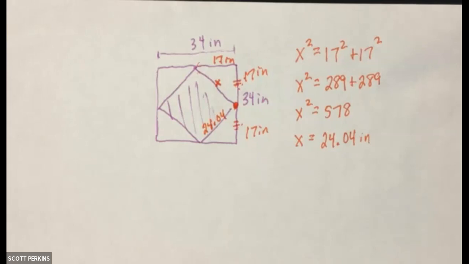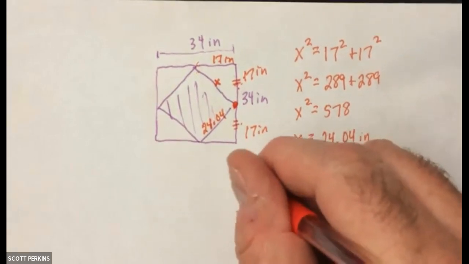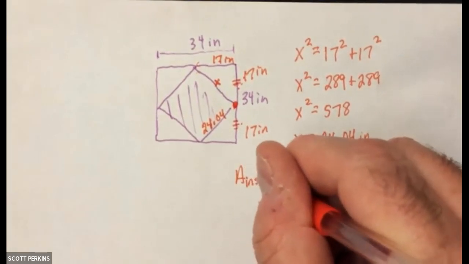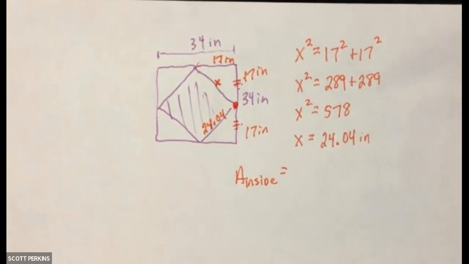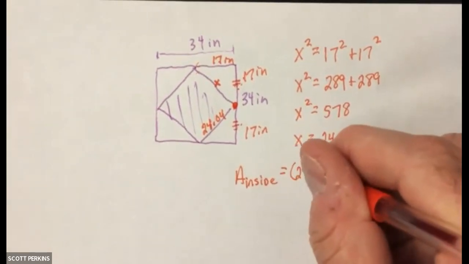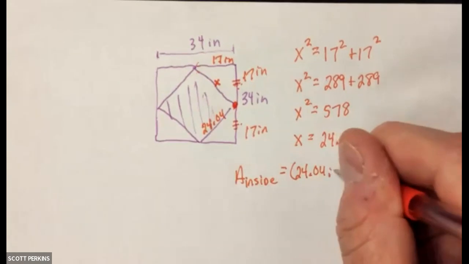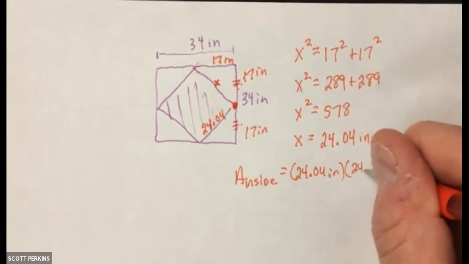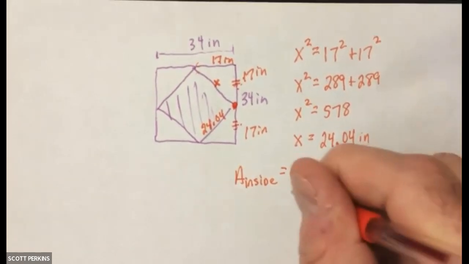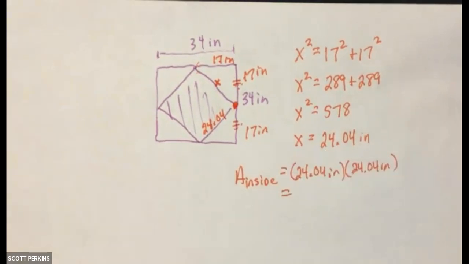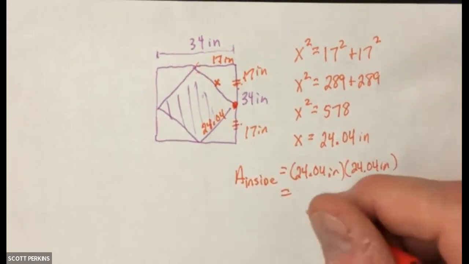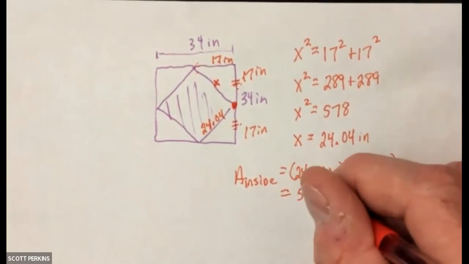That allows me now to find the area. The area of the square on the inside is just going to be the length times the width, which is going to round up to 578, that measurement we had before.